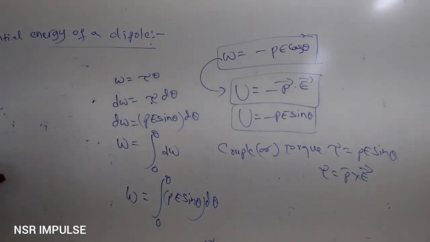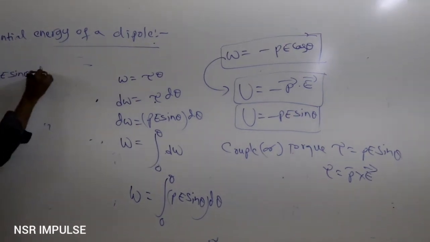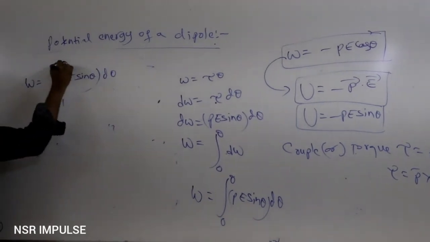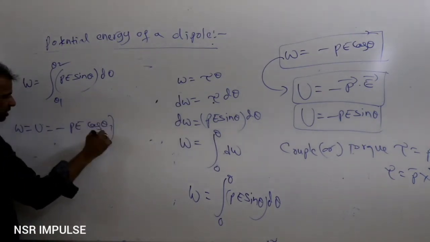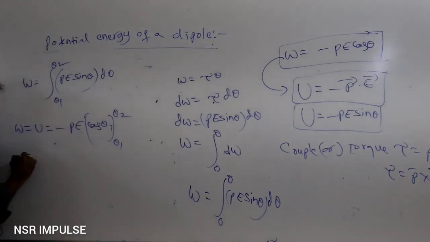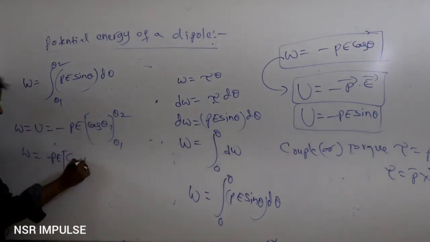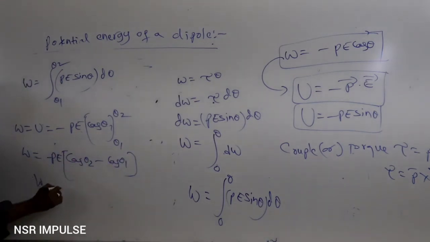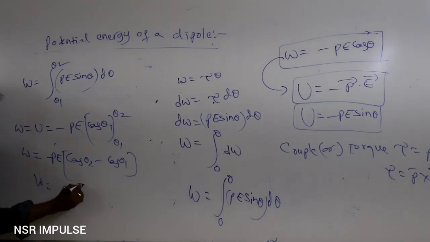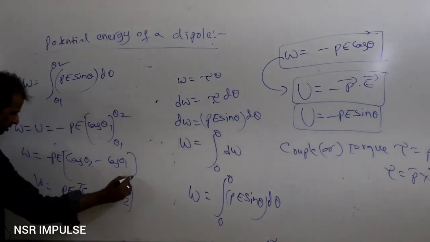If you want to rotate from angle theta 1 to angle theta 2, then the formula will change, as here the limits we have to change. Work done is equal to the integral of Pe sin theta d theta from theta 1 to theta 2. Work done or potential energy is equal to minus Pe cos theta from theta 1 to theta 2, that is, the final limit cos theta 2 minus the initial limit cos theta 1, multiplied by the minus sign.